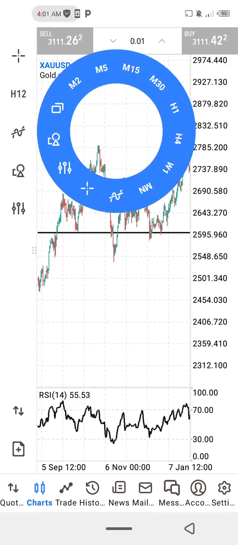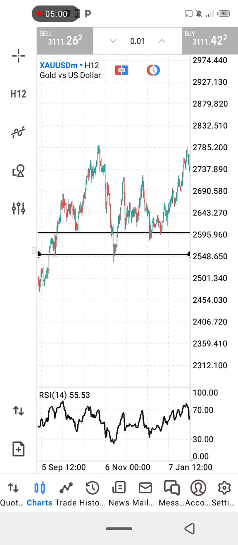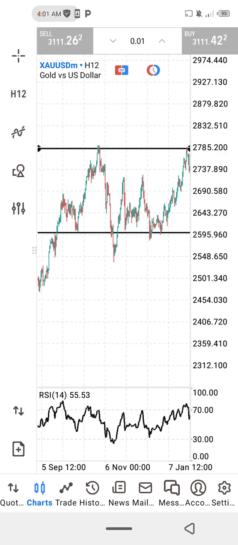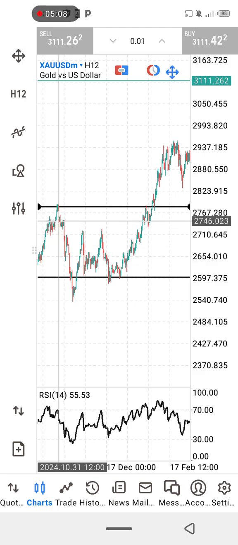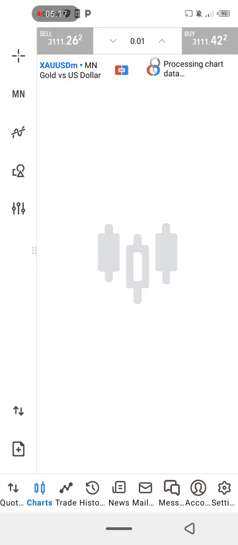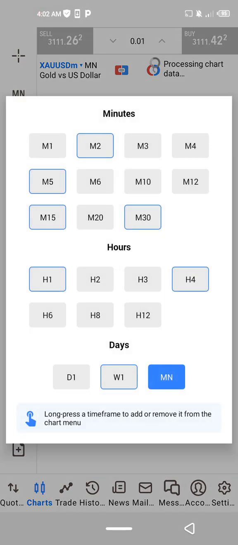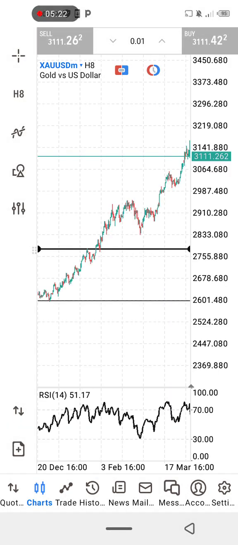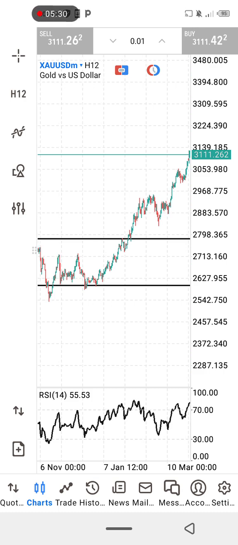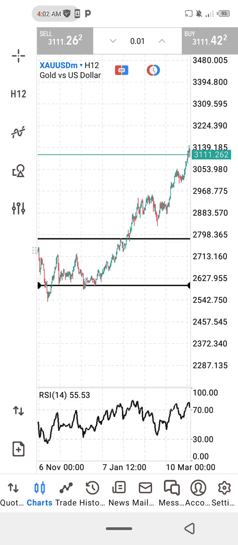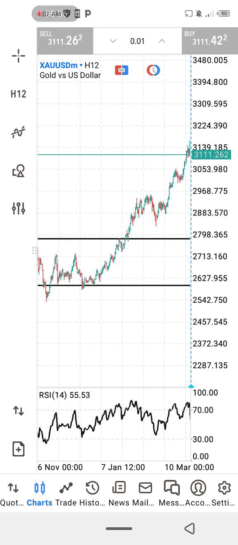So we also have to put one more line. Here is a major resistance at this point. Here is our major resistance, and coming here, we can see that the market is pushing higher. So we're not going to place any more lines on this chart.